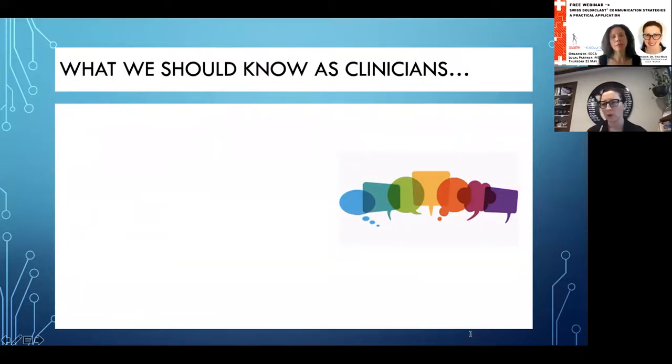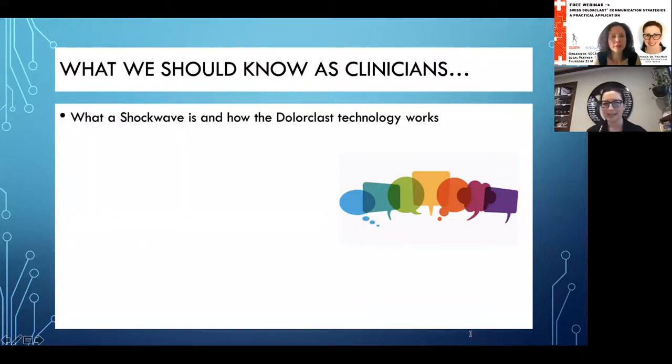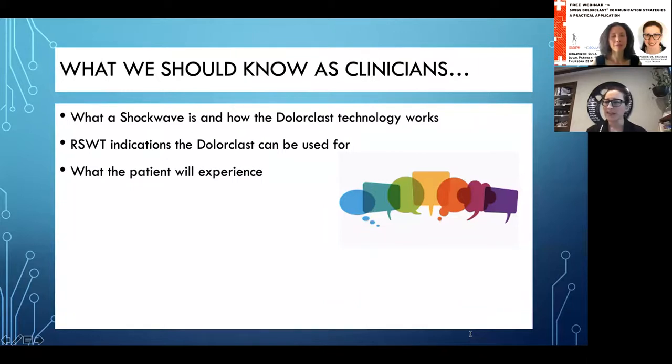I think what we need to know as clinicians, if we're going to use this technology, are basic things like what a shockwave is and how the DolorClast technology works. So we're going to discuss this a little bit tonight. We need to be able to explain the indications that DolorClast can be used for. So understand the research that's been done, the things that have been proven, the studies, and that way we can very confidently explain this to patients. What the patient will experience.